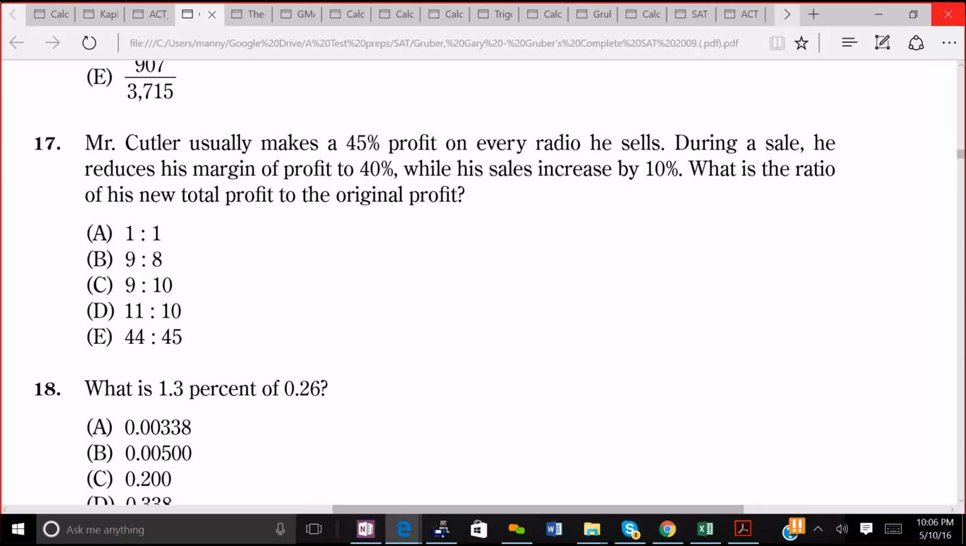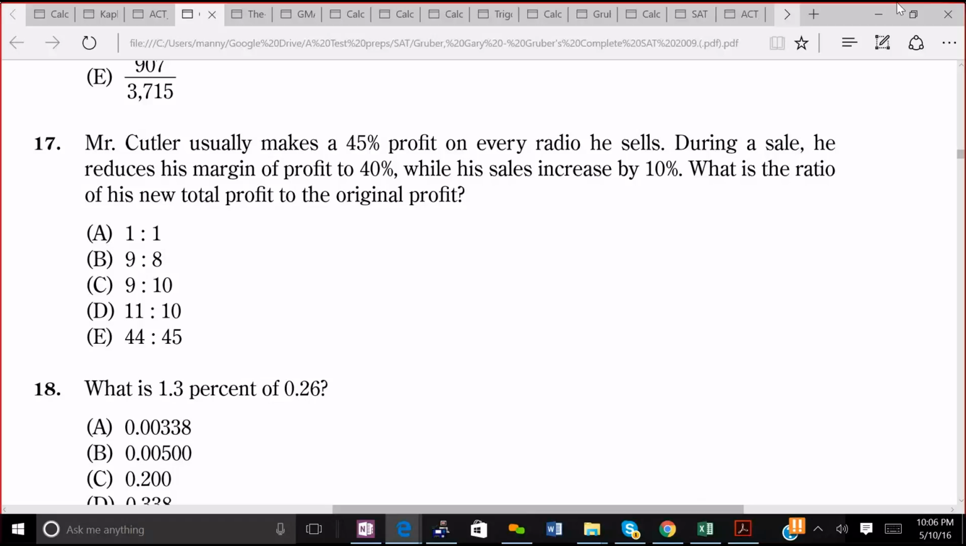Yes, you can think of it that way. So the new one is 145. During the sale, he reduces his margin of profit to 40%, while his sales increase by 10%. What is the new ratio of his total new profit to the original profit?